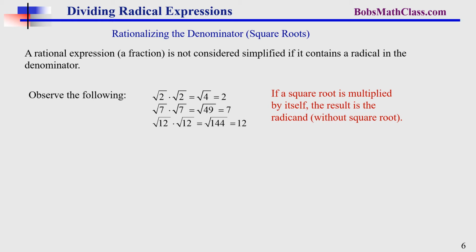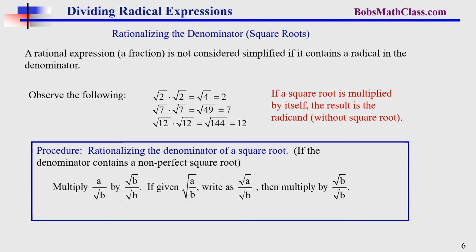So here's our procedure. If we have a over the square root of b, so you notice that the denominator has the square root, not the numerator, then we're going to multiply the bottom by the square root of b. And whatever you do to the bottom, you've got to do to the top, right? That's what that first part says. The second part is if you have the square root of the fraction a over b, then you're going to separate it and then multiply it by the square root of b over the square root of b.